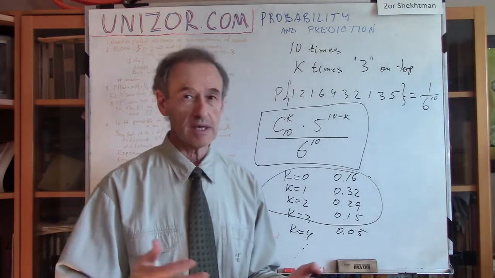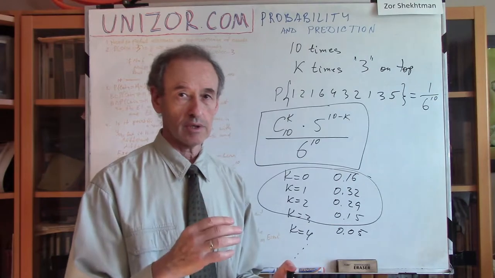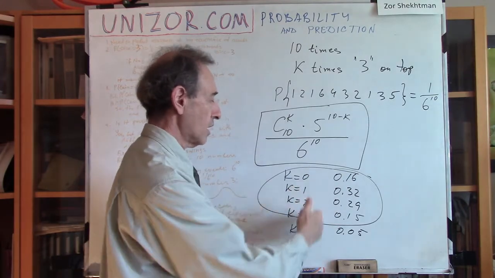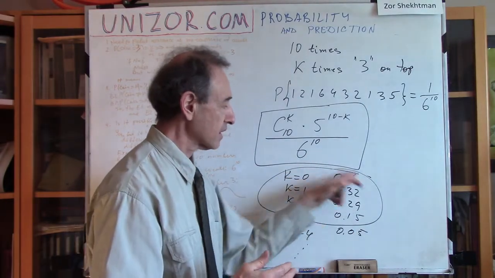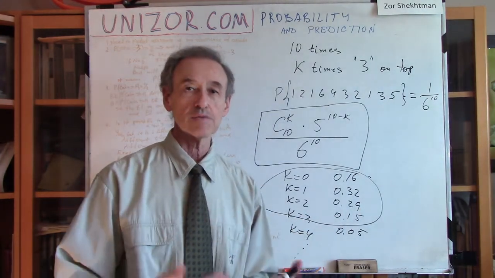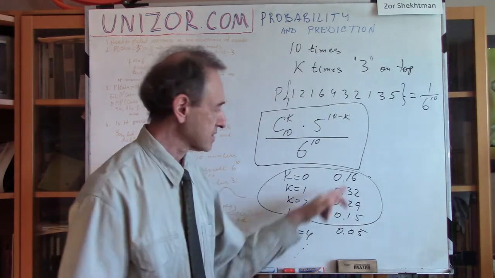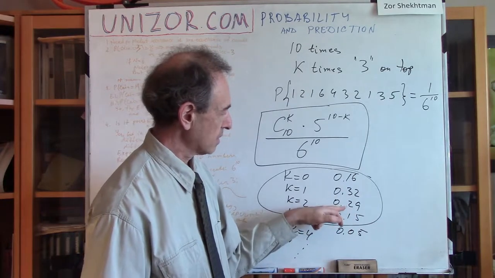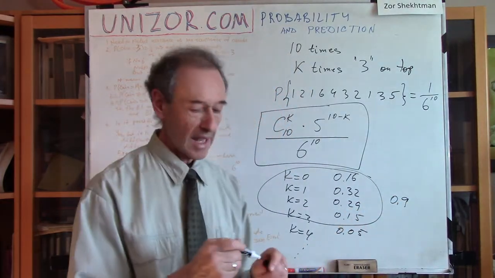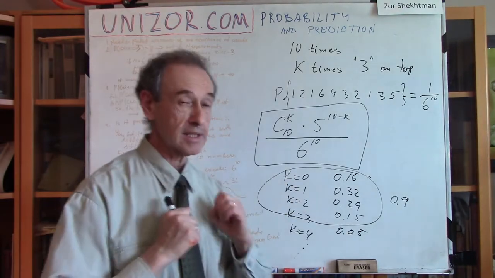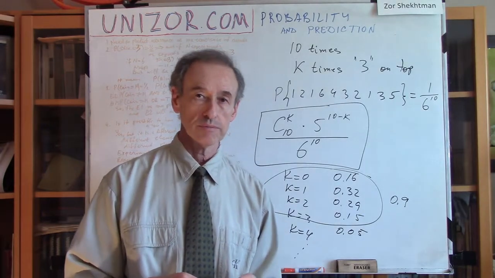So if we have a series of 10 throwings, and then another 10 throwings, and then another 10 throwings, then the number of threes being between 0 and 3 is significantly more frequent than all other variations. And that's what it means that the probability of this particular event is whatever it is, if you sum these numbers. What is it? It's something like 0.9 altogether. So something like 90% probability that among 10 throwings you will have no more than 3 times number 3 occurring.